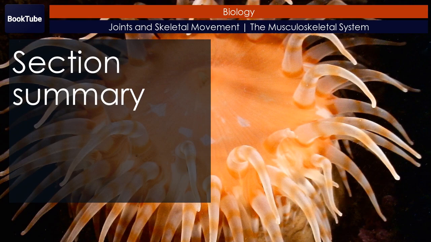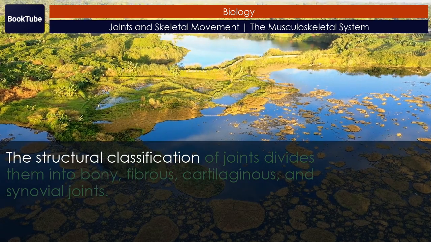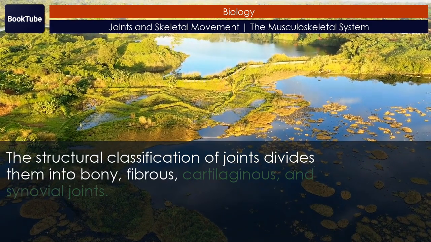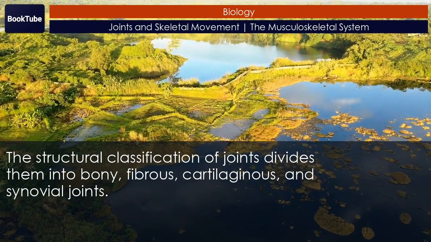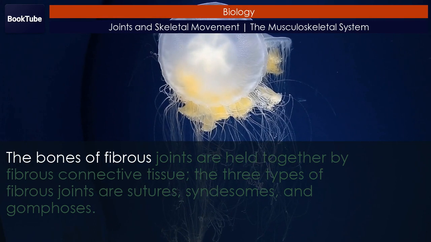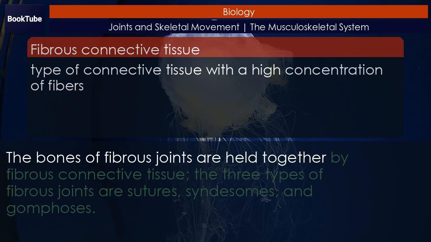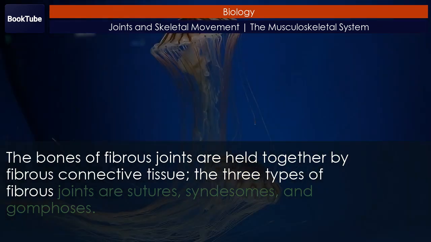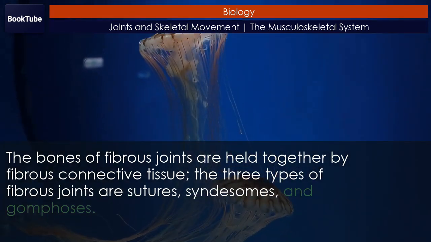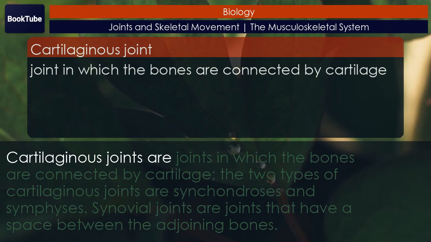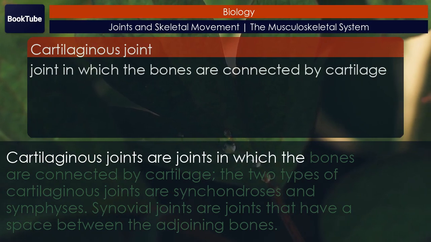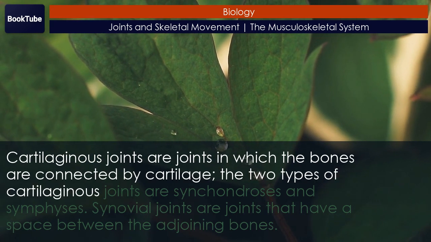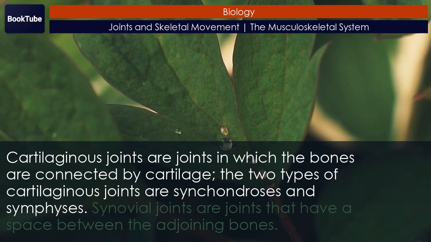Section summary. The structural classification of joints divides them into bony, fibrous, cartilaginous, and synovial joints. The bones of fibrous joints are held together by fibrous connective tissue. The three types of fibrous joints are sutures, syndesmoses, and gomphoses. Cartilaginous joints are joints in which the bones are connected by cartilage. The two types of cartilaginous joints are synchondroses and symphyses.